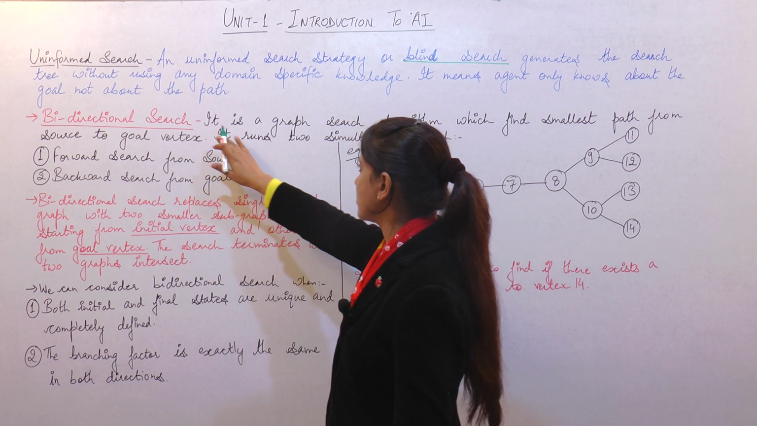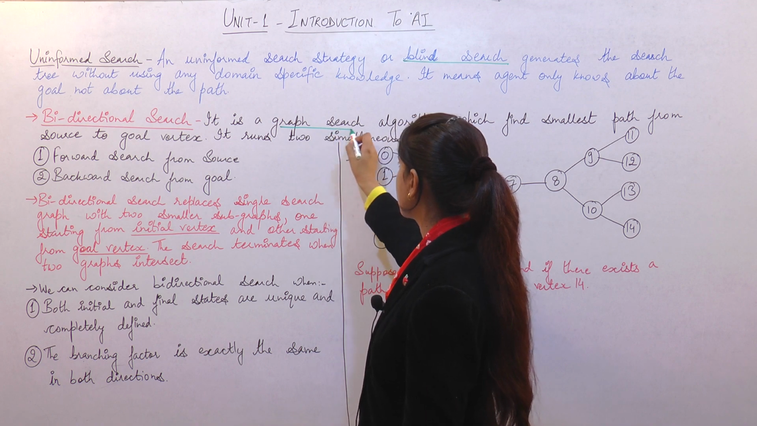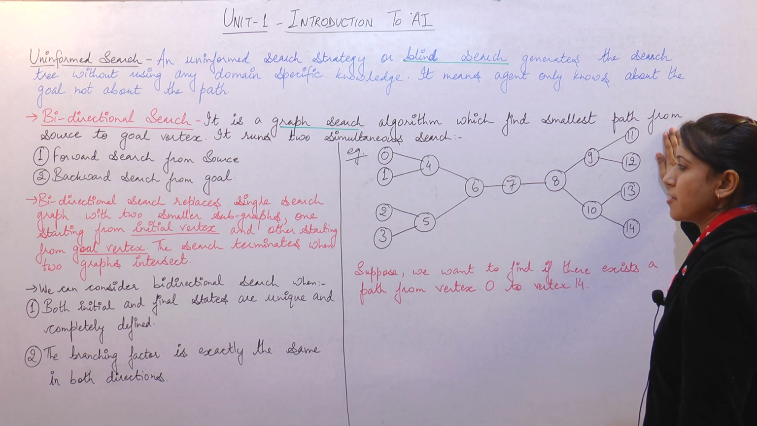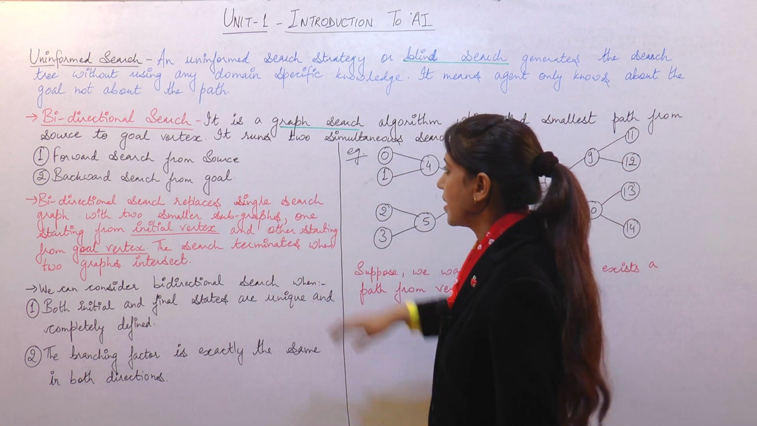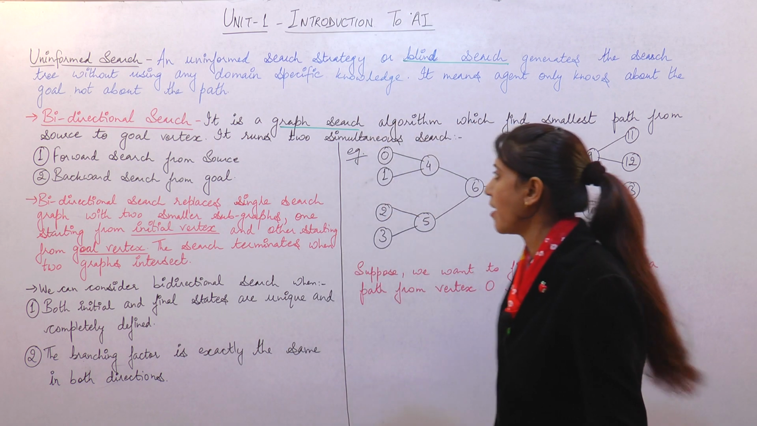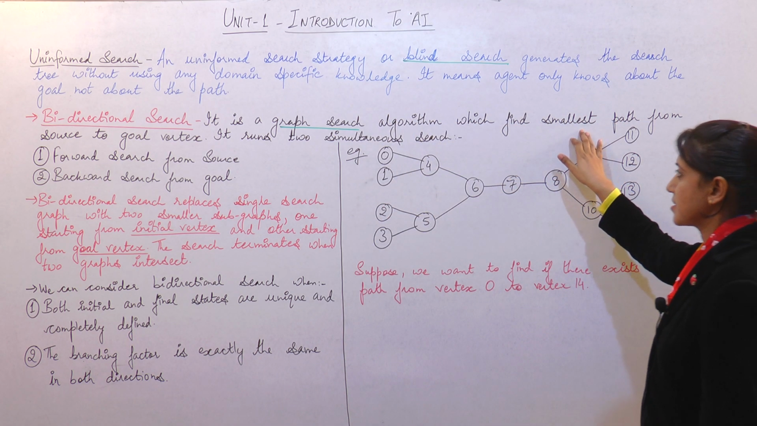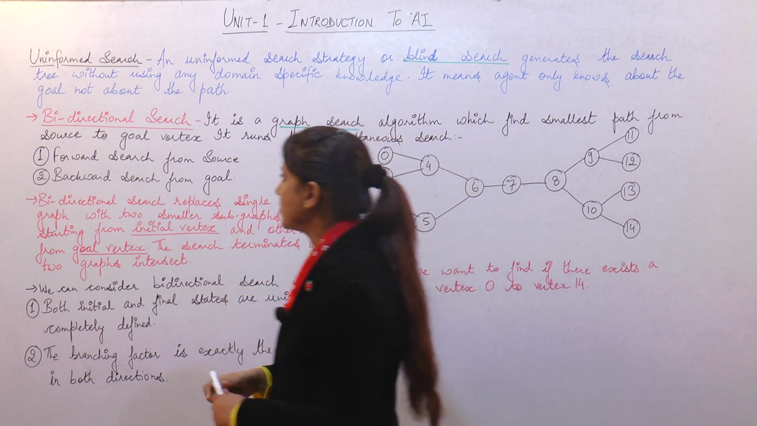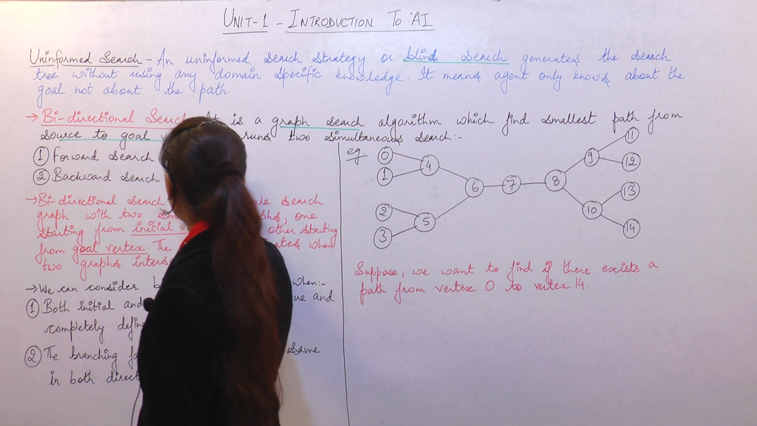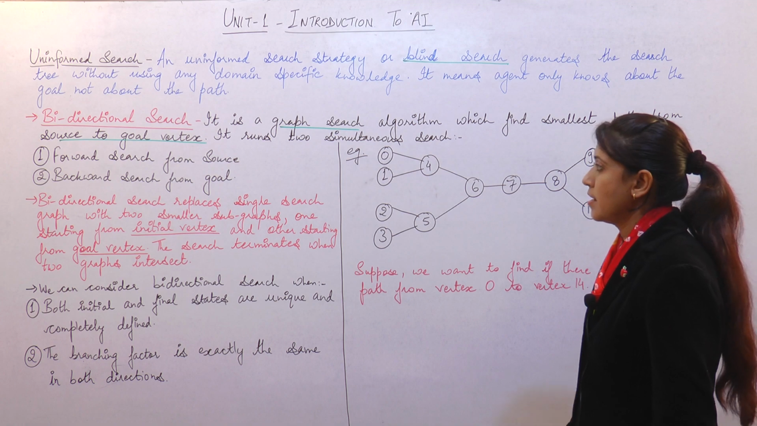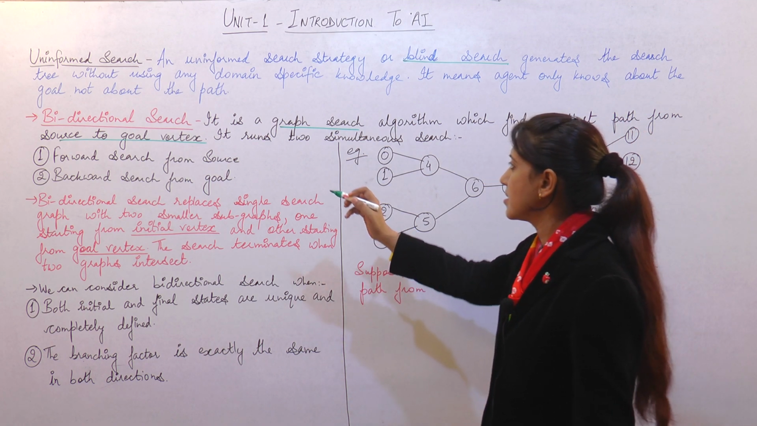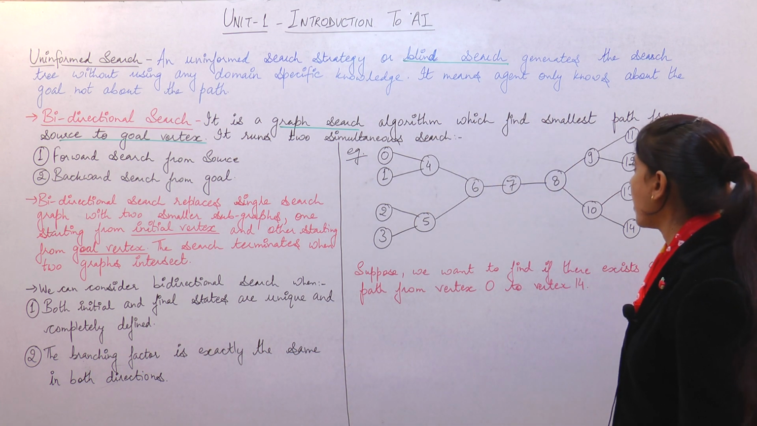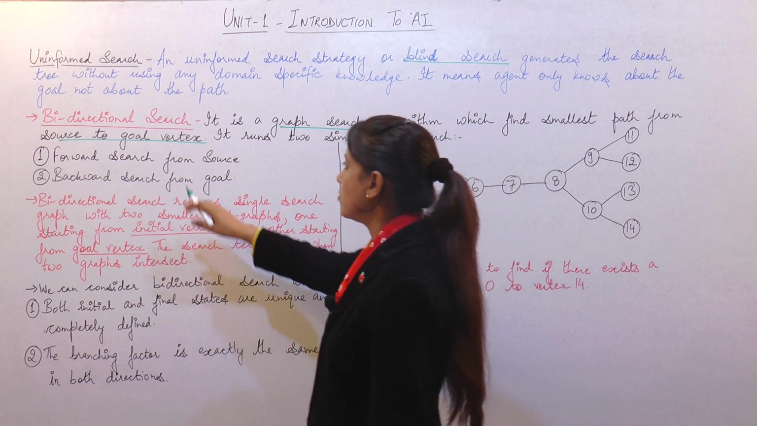Bidirectional search is a graph search algorithm which finds the smallest path from source to goal vertex. We are given a graph, and for that given graph we will find the smallest path from the source node to the goal node.